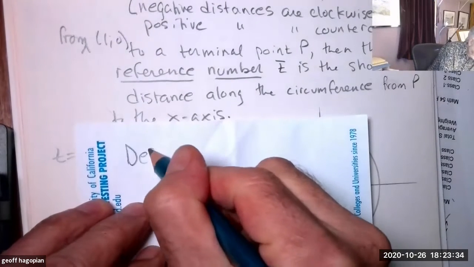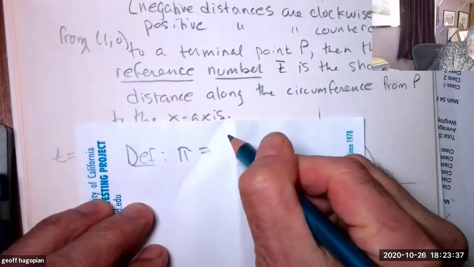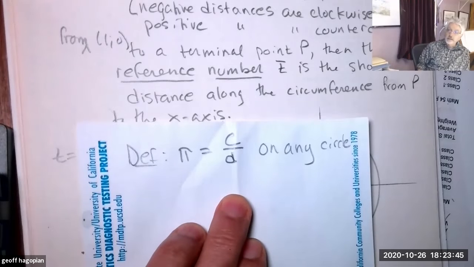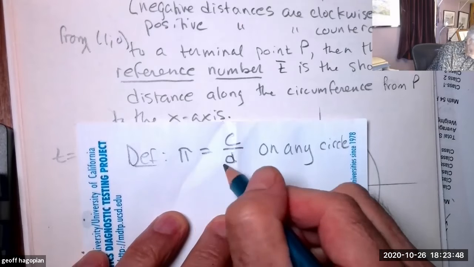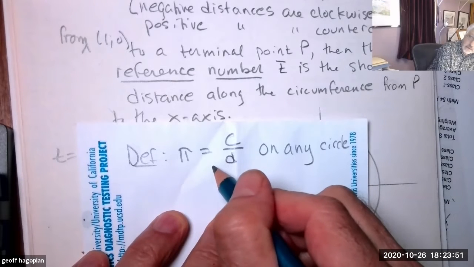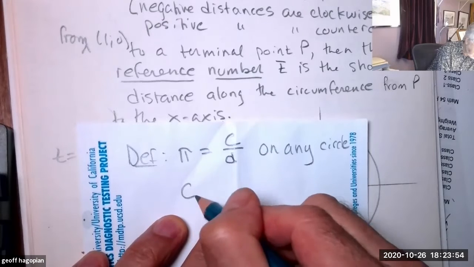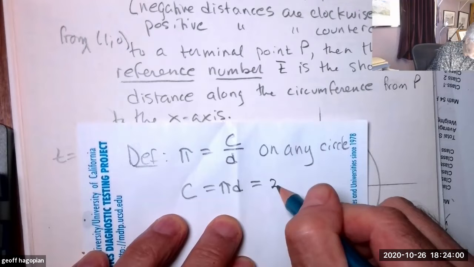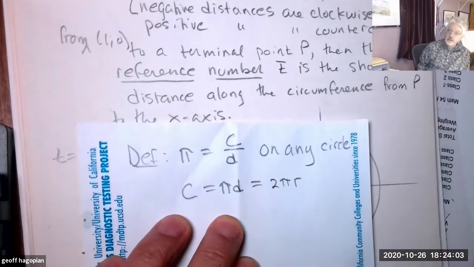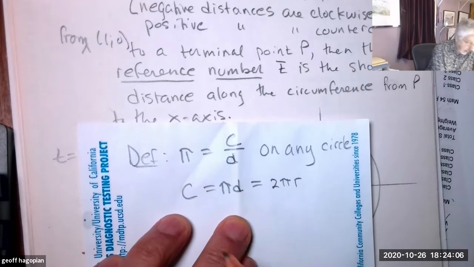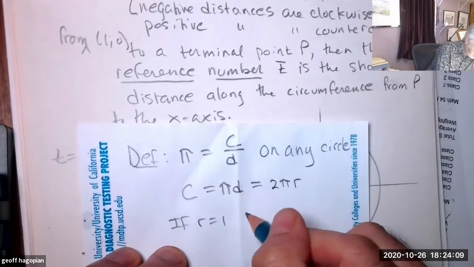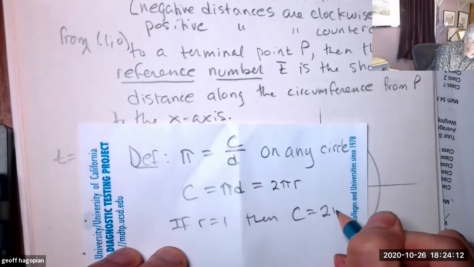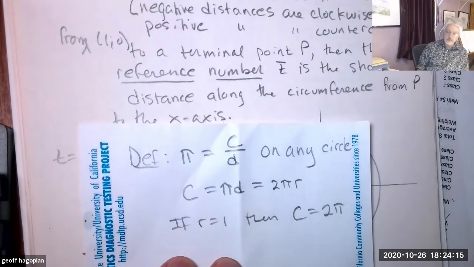So here's another definition. Pi is the ratio of circumference to diameter on any circle, right? So that says that, multiply both sides by d and swap the sides to solve for c. You get c is equal to pi d, but d is equal to 2r, right? So putting the numerical coefficient first, that comes out to 2 pi r, right? And if r is 1, then the circumference is 2 pi. So that's the distance around the unit circle.